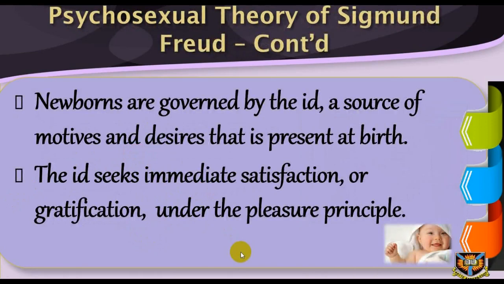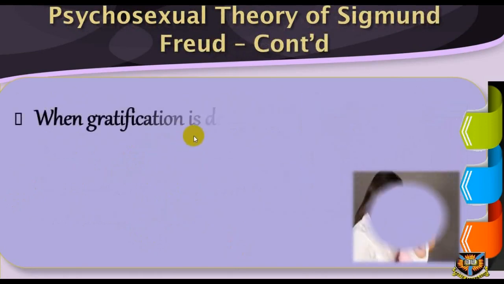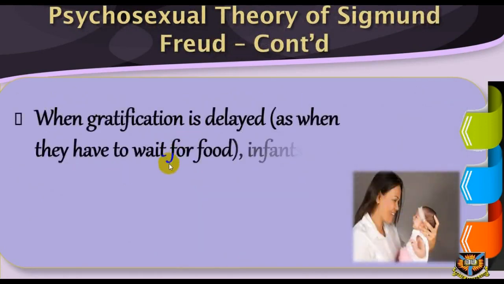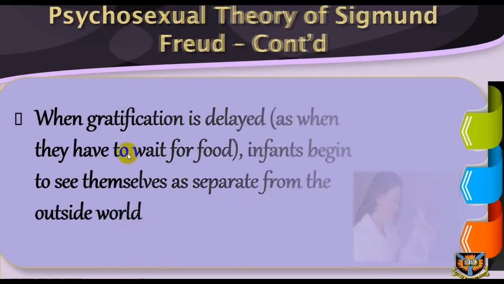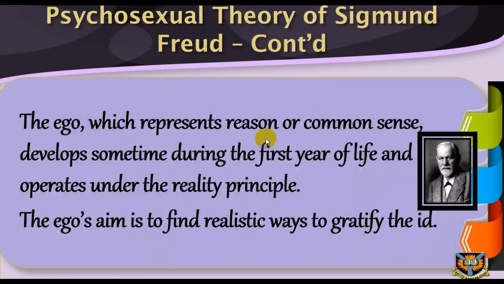When gratification is delayed, as when they have to wait for food, infants begin to see themselves as separate from the outside world. The ego, which represents reason or common sense, develops sometime during the first year of life and operates under the reality principle. The ego's aim is to find realistic ways of gratifying the id.